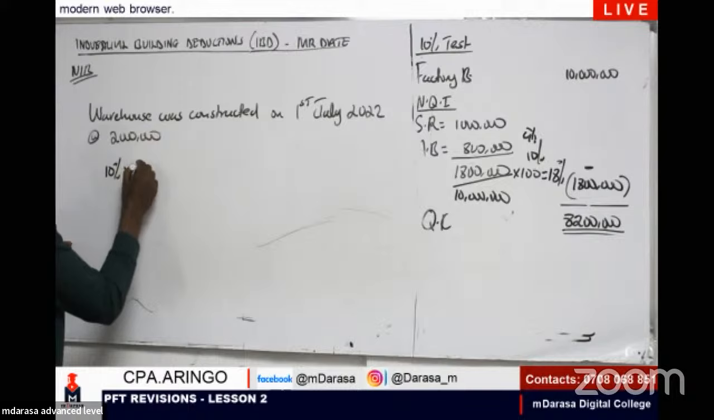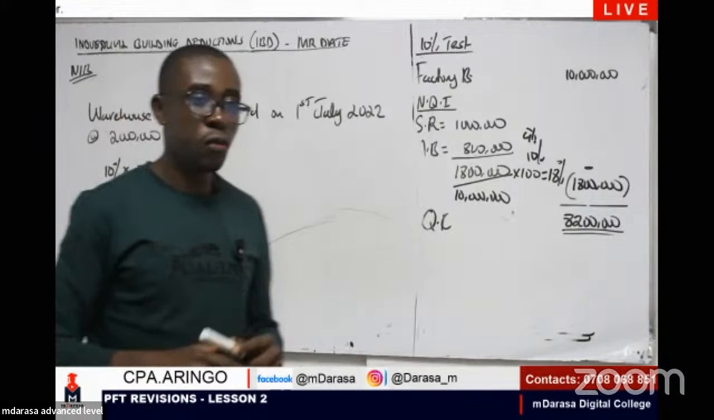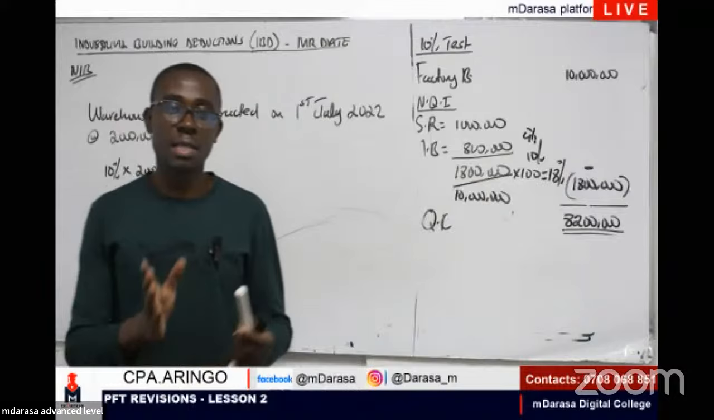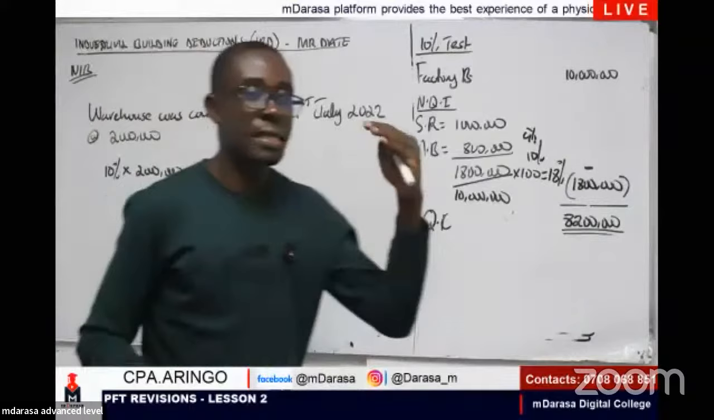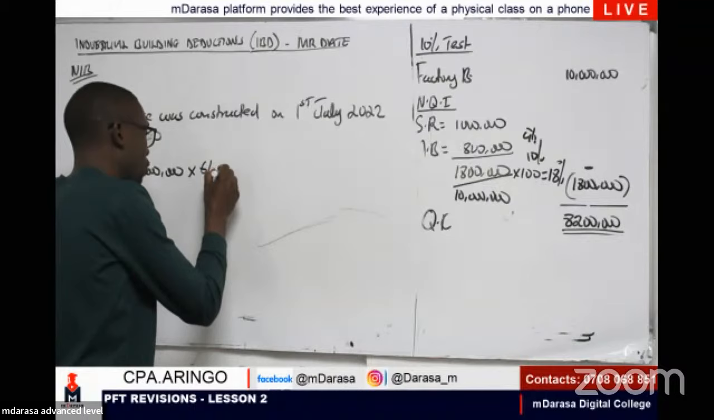I'm going to ask myself, for how long has this asset been in usage? In this case, we can clearly see it was constructed on 1st July 2022. So ideally, we are talking of how many months? 6 months. So therefore, I'm going to have times 6 over 12, which will give us our IBD.